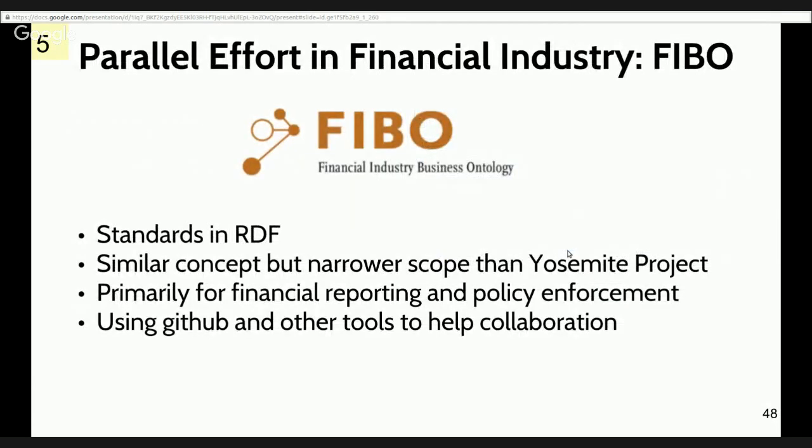I also want to mention that there is a somewhat parallel effort in the financial industry known as FIBO, Financial Industry Business Ontology. This is an effort to define financial standards in RDF, and it's similar, but a bit narrower in scope than the Yosemite Project. And it's used primarily for financial reporting and policy enforcement. But one of the nice things about it is that they are using tools like GitHub and other automated tools to assist in the collaboration.